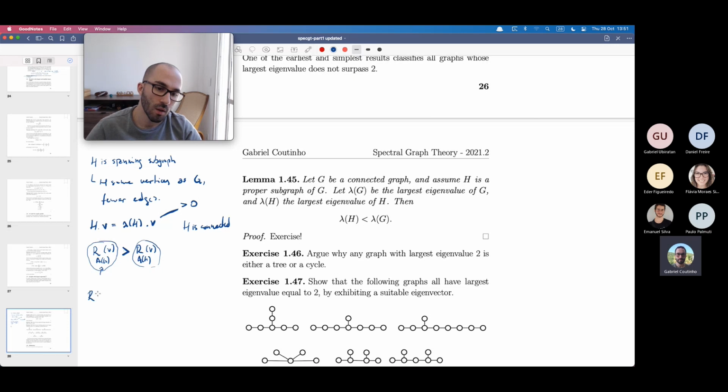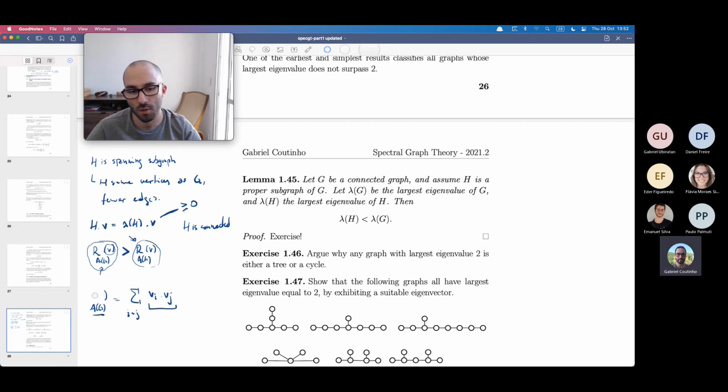Right, recall that the Rayleigh quotient of a vector according to the adjacency matrix of a graph is the sum for all i neighbor of j of Vi times Vj. So if there are more edges in G, then you will be summing more things which are positive. Now, if H is not connected, then this is greater or equal than 0, but you can still find a vector instead of V to put here that will ensure that this Rayleigh quotient exceeds this one.